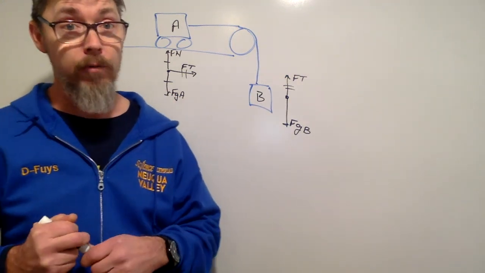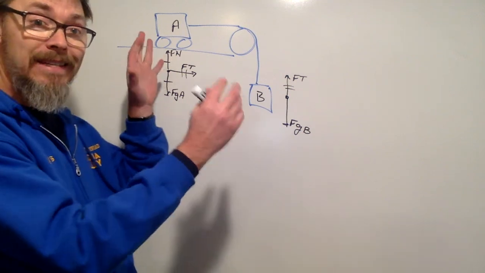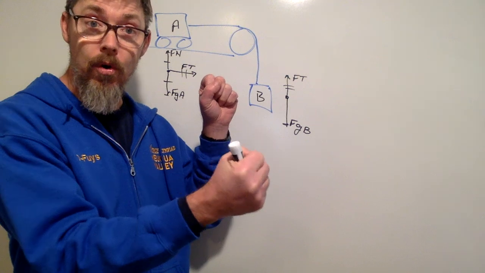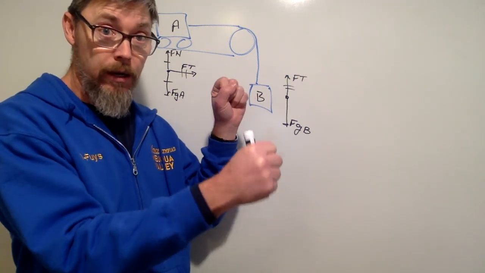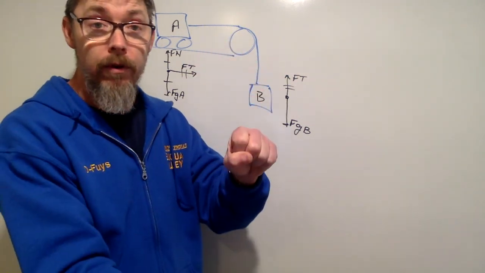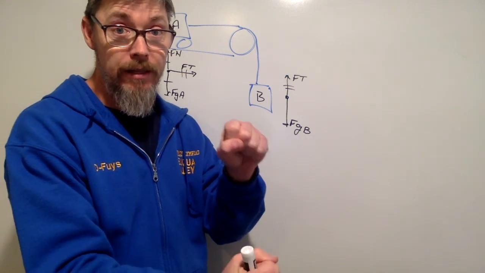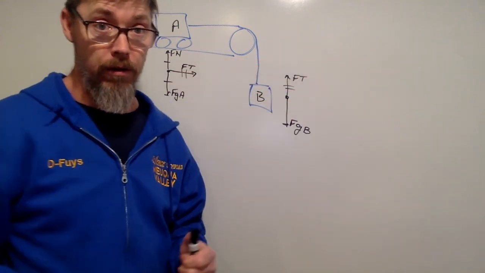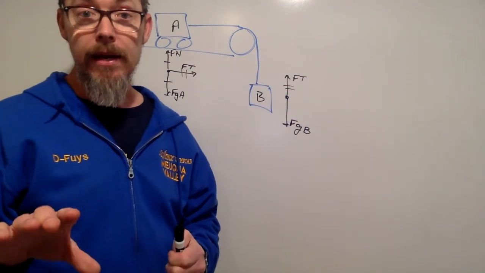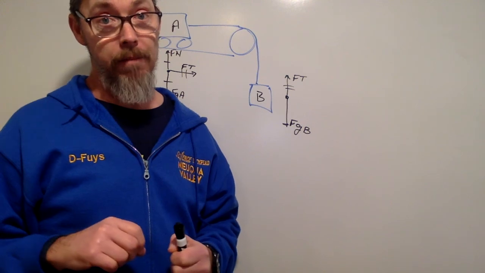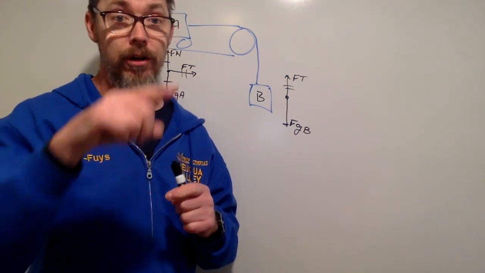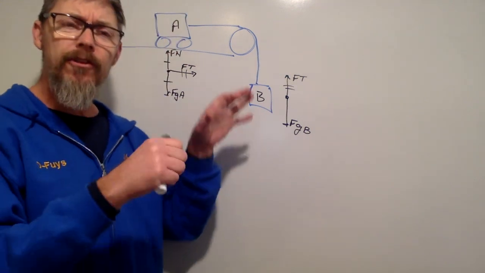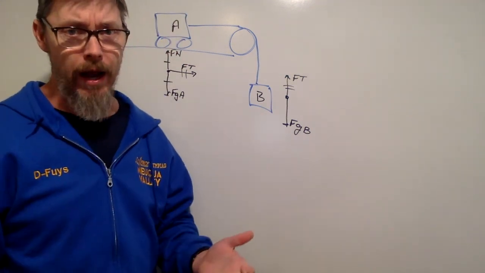And by a system, what I mean is box A and B together. Because they're connected by a string, when I let go of the whole thing, both move and they both accelerate at the same rate. Now, I understand box B is going in one direction and A is going the other way. And that's okay. The pulley is the only reason that's happening. The pulley is changing the direction of the force. That's what pulleys do.